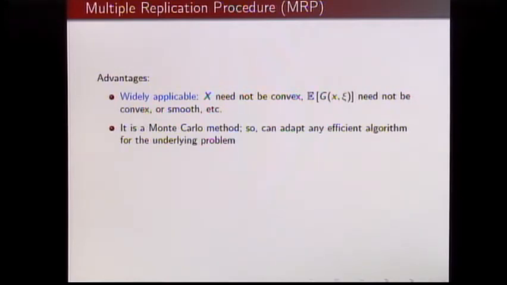So another advantage is that because you're using Monte Carlo, you can adapt any algorithm for your problem, right? Because I create a sampling estimate, I optimize it. Depending on my problem, I can use a really fast algorithm. So it doesn't specify what you need to use. But I mean, some disadvantages.